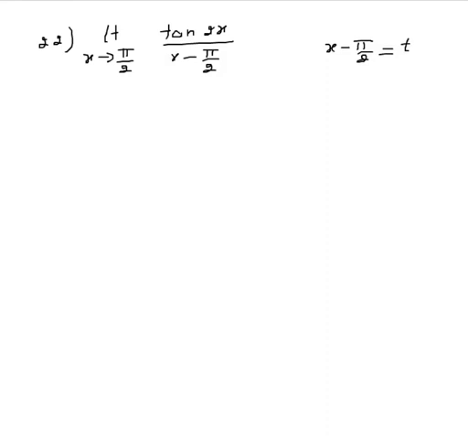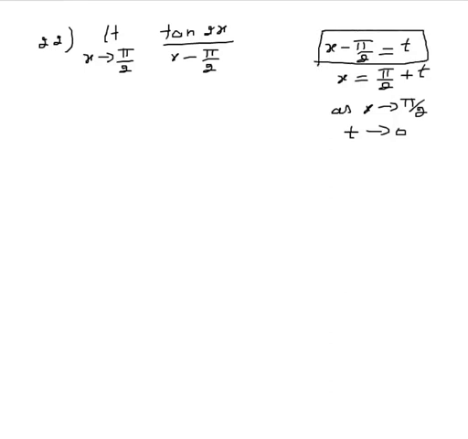Question 22. Limit x tending to pi by 2 of tan 2x divided by x minus pi by 2. Let us use substitution. We will take the denominator as t. So x will be pi by 2 plus t. As x tends to pi by 2, t tends to 0. Substitute here, x as pi by 2, minus pi by 2, t becomes 0.